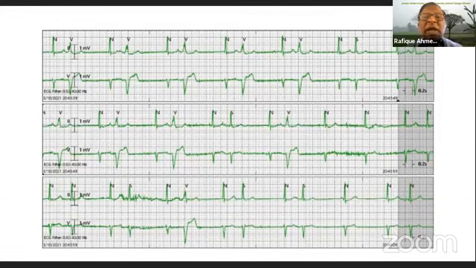So now this rhythm that you are showing, you can see it very, very clearly becoming from narrow to wide. That confirms my suspicion that this was just left bundle aberration.